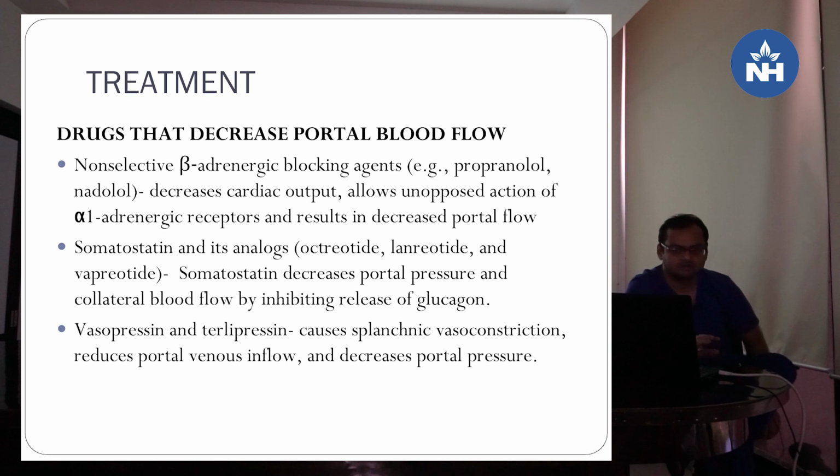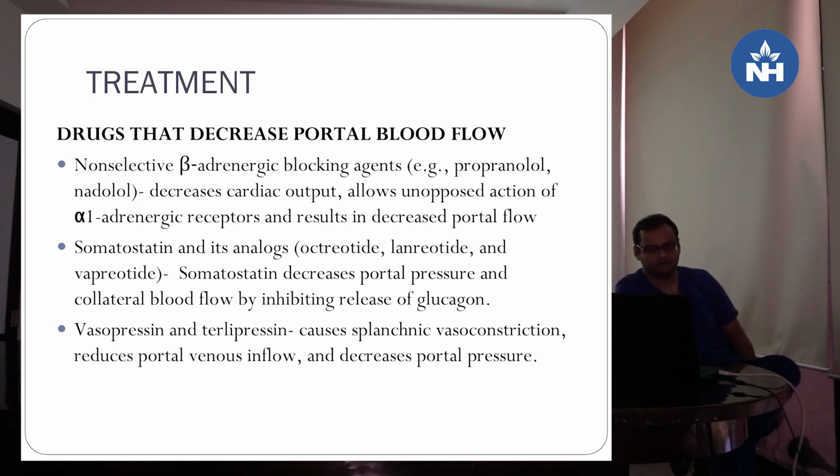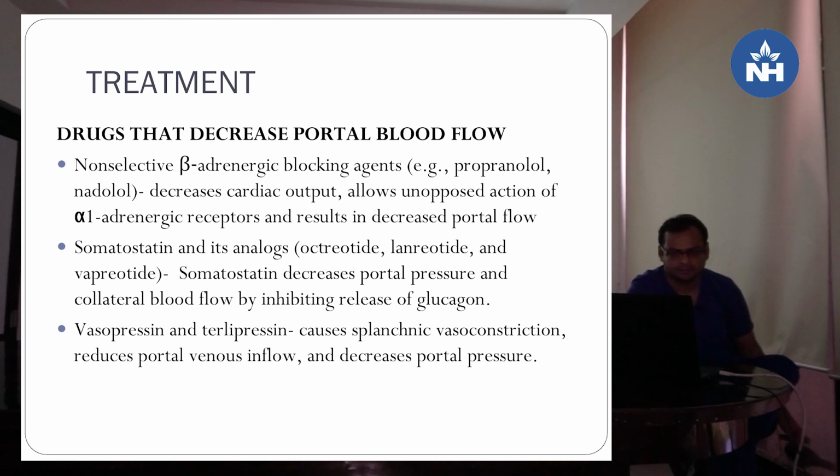So treatment. The treatment is based on the pathophysiology. Either we have to decrease the portal blood flow or we have to decrease the hepatic venous resistance. So drugs that decrease the portal blood flow are mainly non-selective beta blockers like propranolol or somatostatin or its analog octreotide. These actually inhibit release of glucagon and decrease the portal pressure. Vasopressin and terlipressin cause splenic vasoconstriction and reduce the portal vein inflow and decrease the portal pressure.